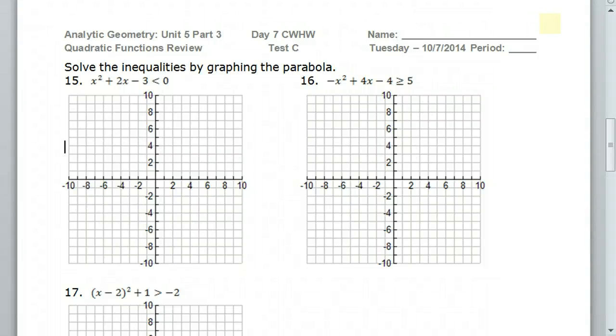All right, this is part 3 of our review of quadratics. My class has a test tomorrow, so that's why we're practicing.